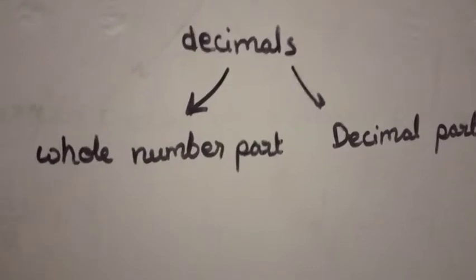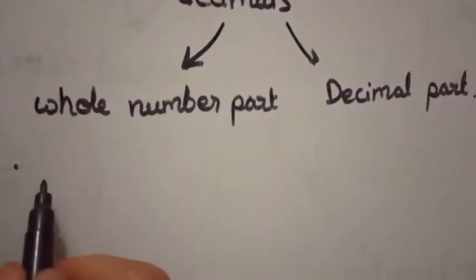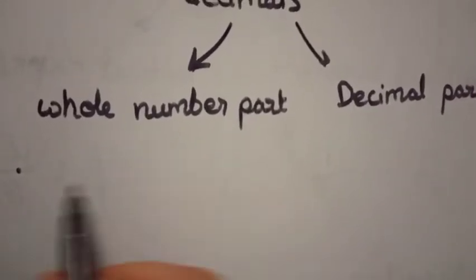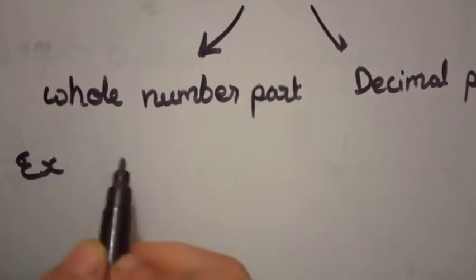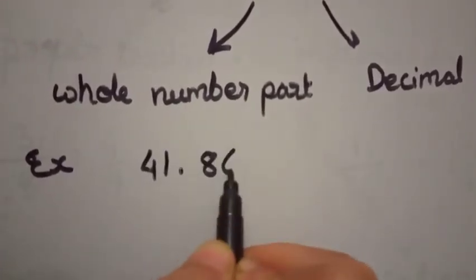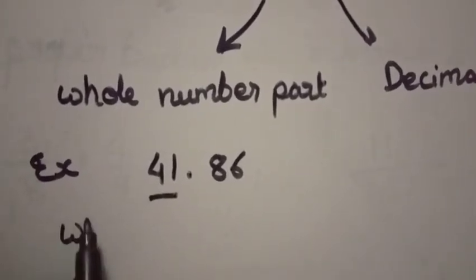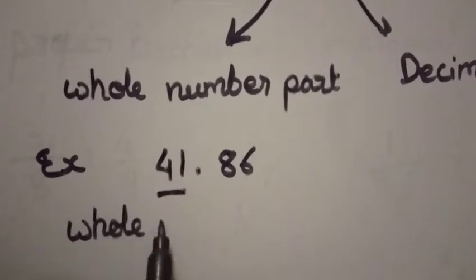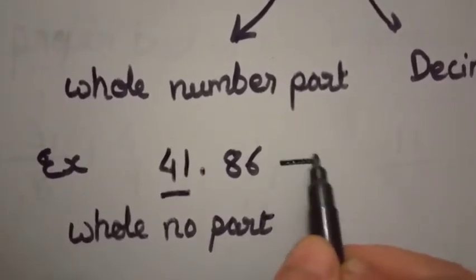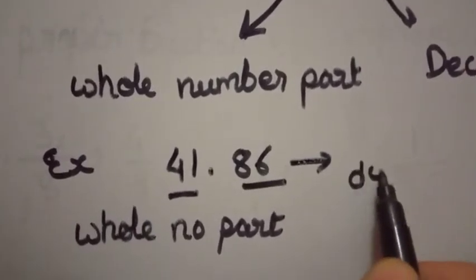What is the whole number part? The whole number part is before the decimal point. The decimal part is after the decimal point. For example, we will take one example, 41.86. Then here 41 is the whole number part, and 86 is the decimal part.